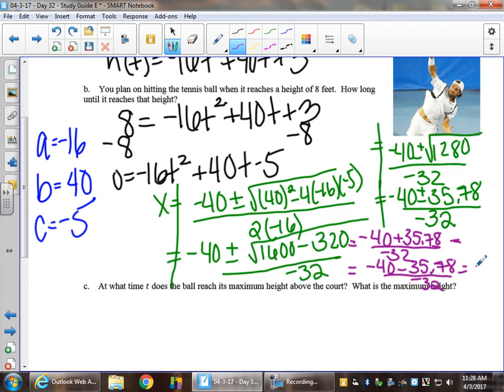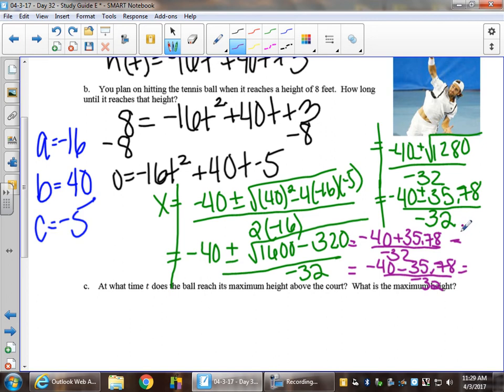What'd you get? Oh, did you divide it by negative 32? Yeah. So you should have negative 75.78 divided by negative 32. Because remember, we have 8 equals, subtract 8 and you get negative 5 for C. Okay, for the add one, I got on the top is the 4.2. Am I wrong?